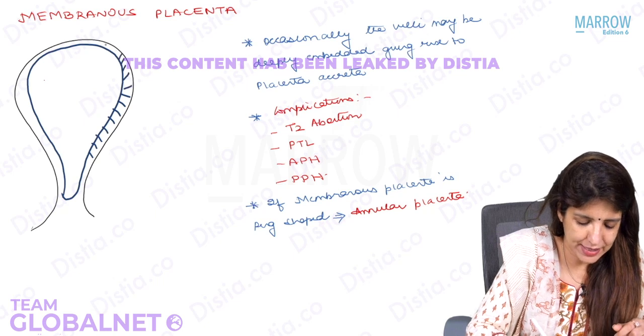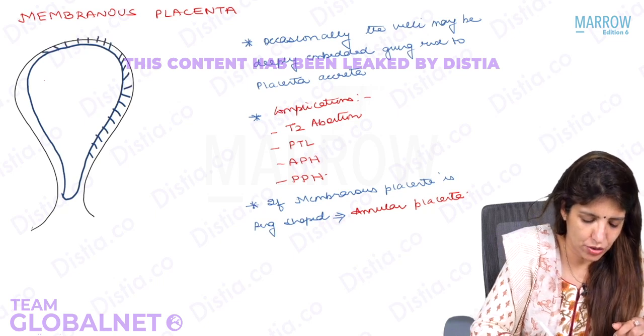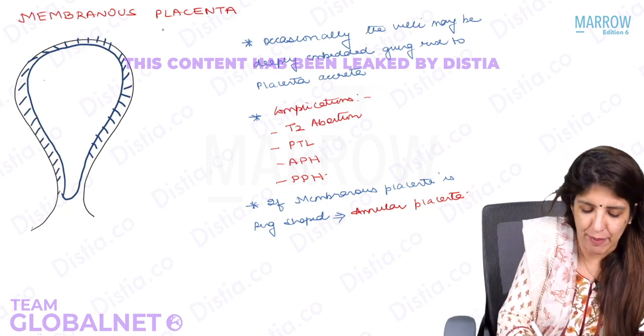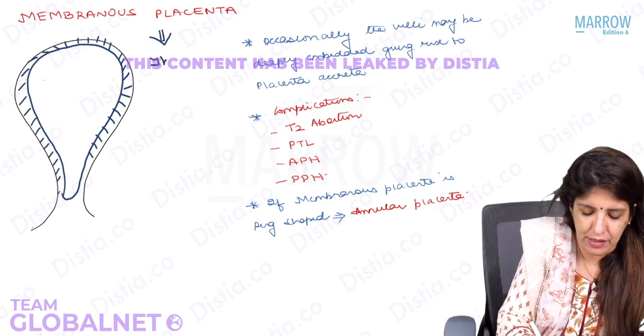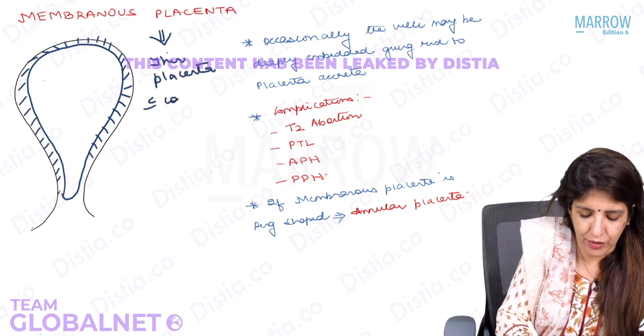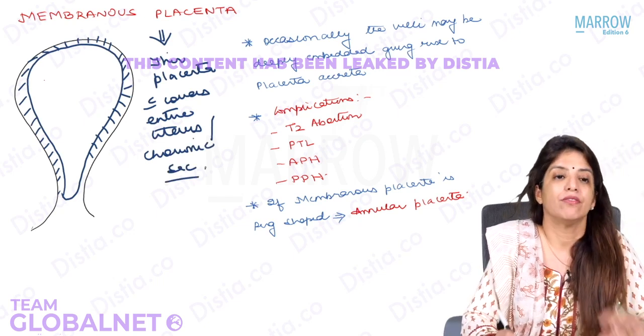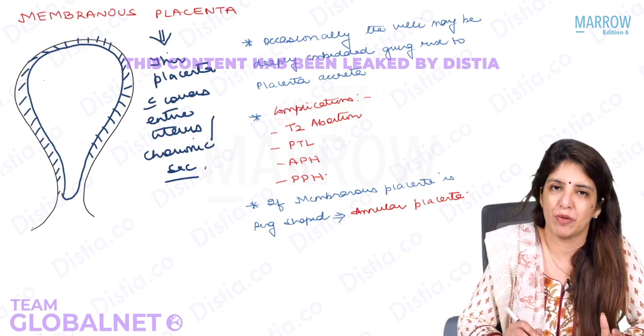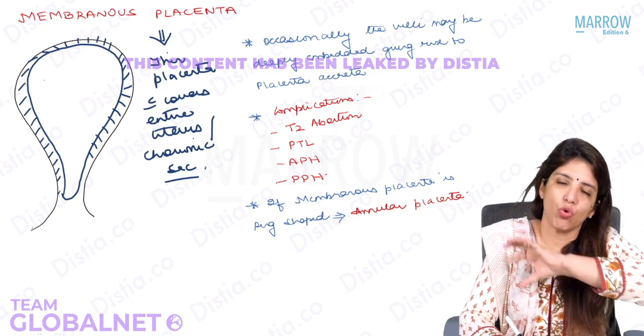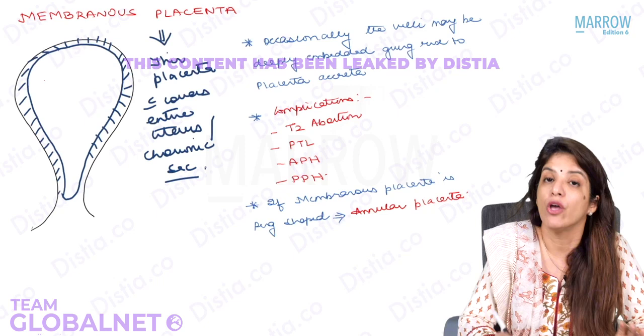So the placenta is present throughout the chorionic sac. Right? So what happens in membranaceous placenta? There is a thin placenta which covers the entire uterus or the entire chorionic sac. Right? This is what is membranaceous placenta. So the villi will be present all throughout the uterus.